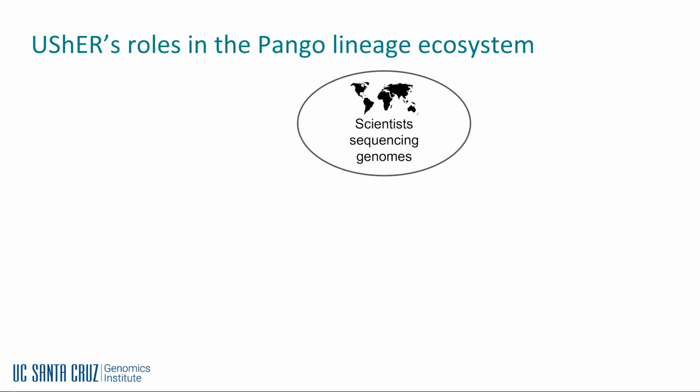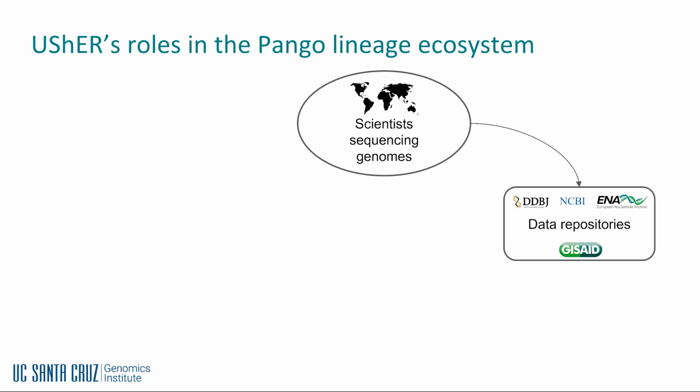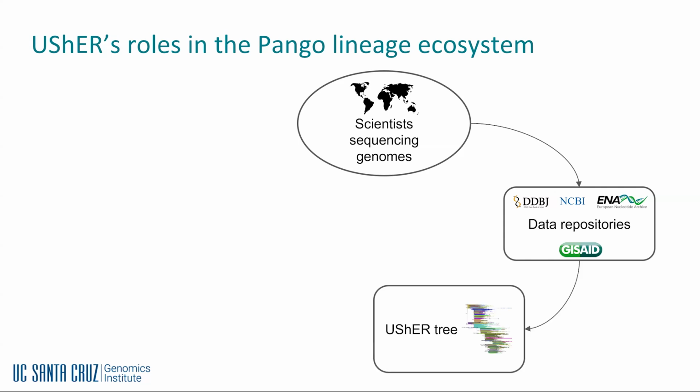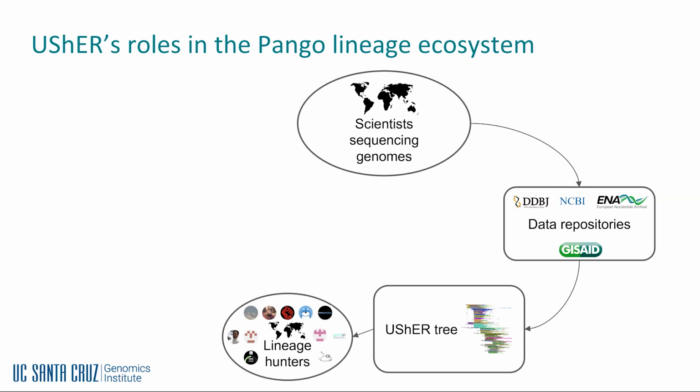So this is kind of my perspective on the Pango lineage ecosystem. You've already heard its history from Anya, but briefly to recap, this is how it is, as I see it today. Of course, it all starts with scientists all over the world sequencing SARS-CoV-2 genomes and critically sharing their genome sequences in data repositories. So every day at UCSC, we pull the new sequences from the data repositories and add them onto our tree and run some optimization to make sure that we have the best placements possible given all the current information.